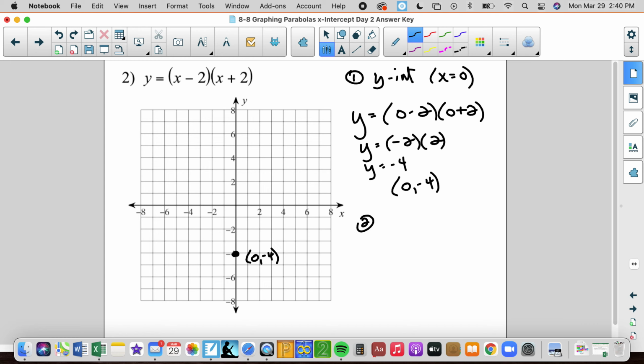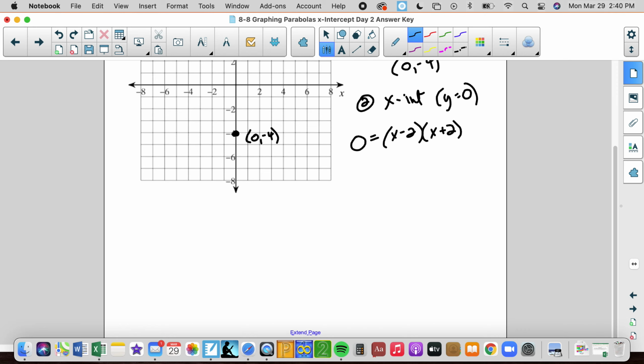Now our x-intercepts, we're going to substitute 0 in for y. We get 0 equals (x minus 2)(x plus 2). We're going to set them equal to 0.